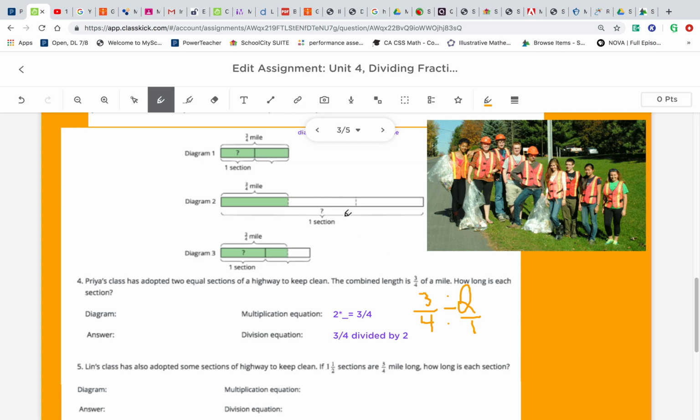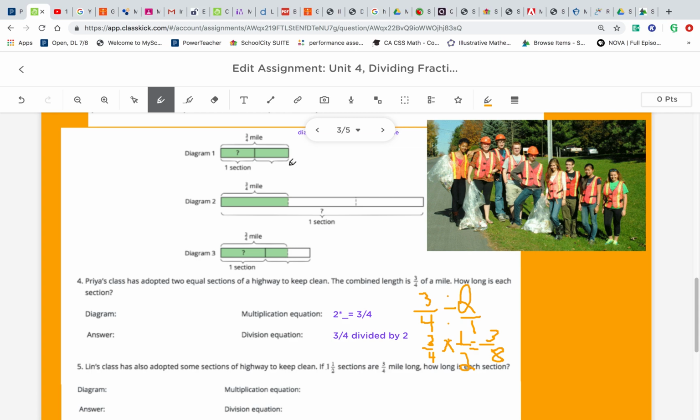And the rule is that we change this to multiplication and we flip this upside down: 1 over 2, or 1/2. So 3/4 times, maybe I'll use an X here to make it a little easier to see, times 1/2. So that's going to be equal to 3 times 1, which is 3, over 4 times 2, which is 8. 3/8.